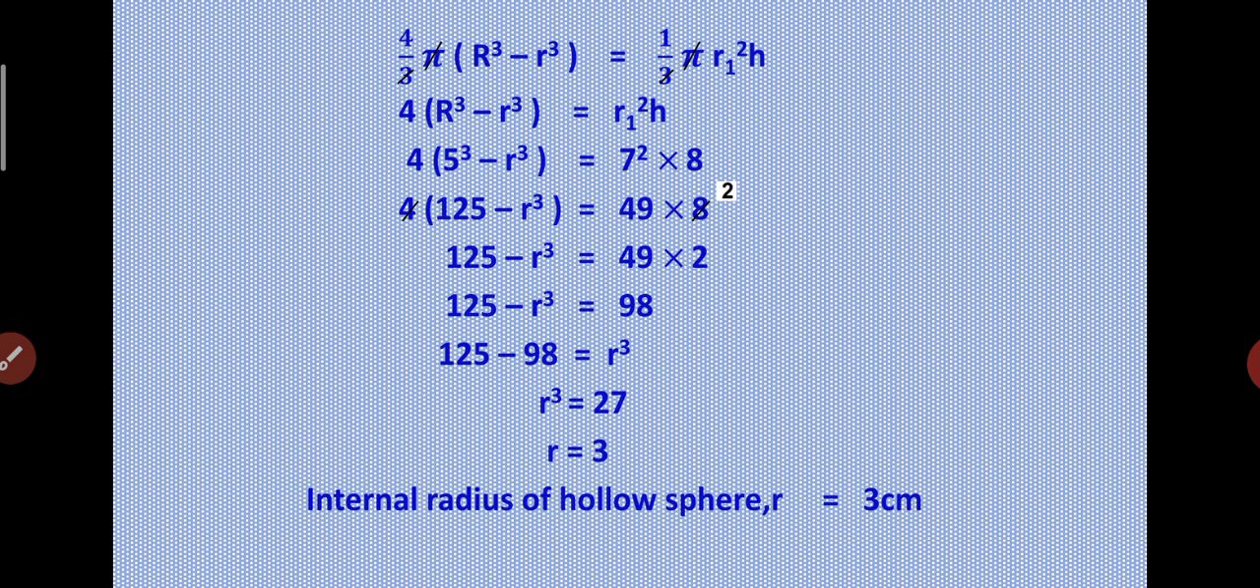They ask you to find out the internal diameter, children. Internal radius is small r. Internal diameter of the hollow sphere equal to 2r. 2r is the diameter. So 2 into 3, 6. 6 centimeter is the answer for the question.